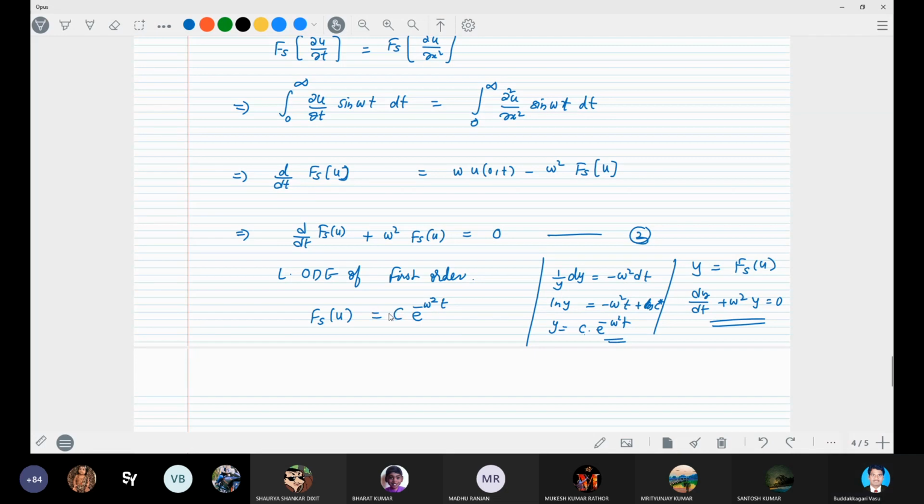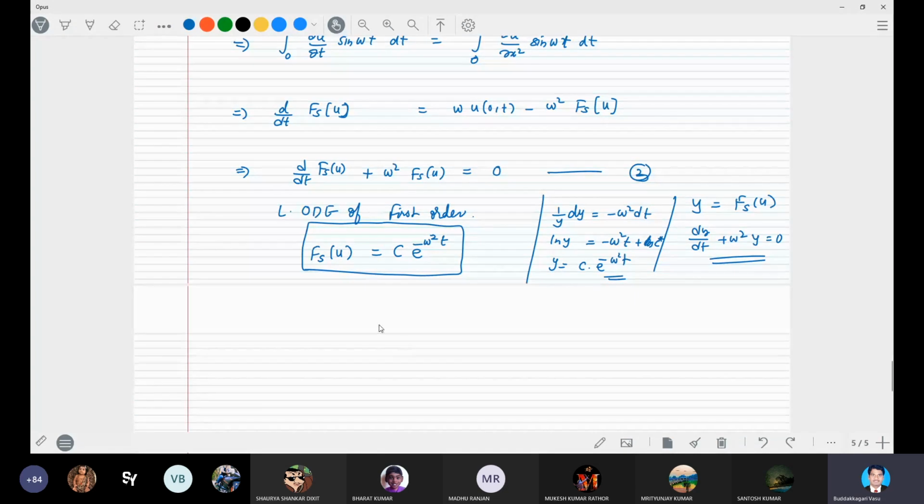Right? Hello? What, students? This is Fourier sine transform of u is equal to this much, right? Yes, sir. What, man? Nobody is responding. It is time over.